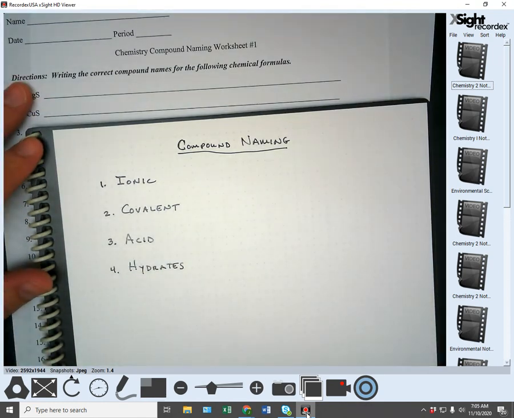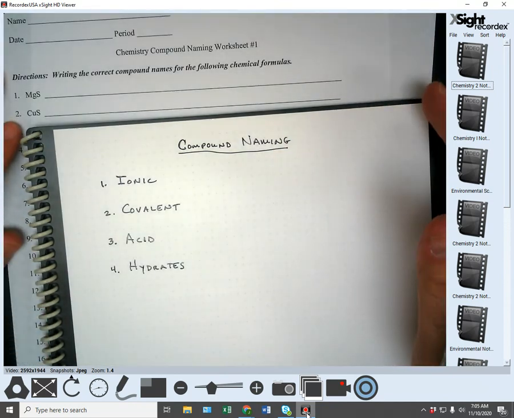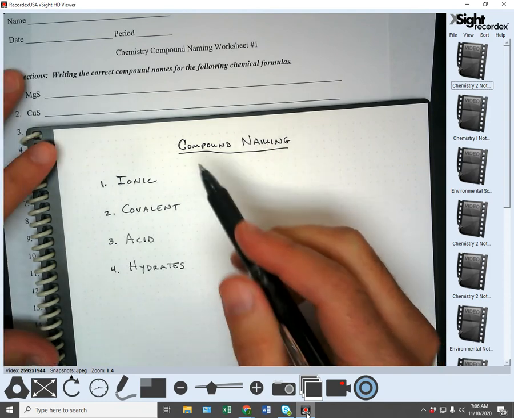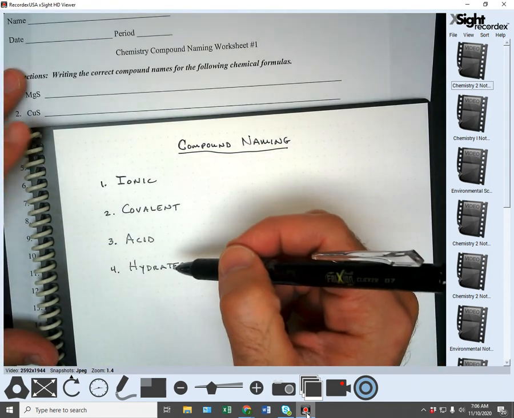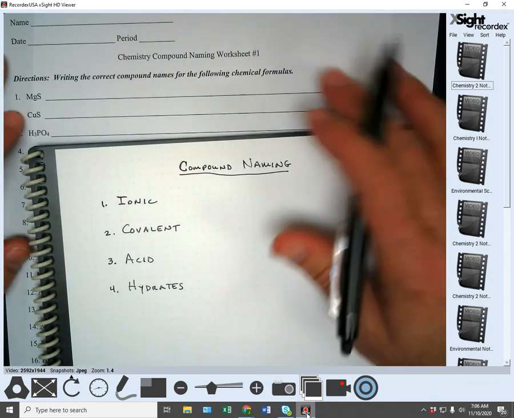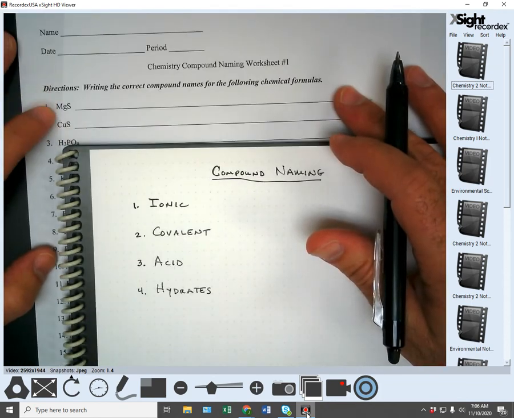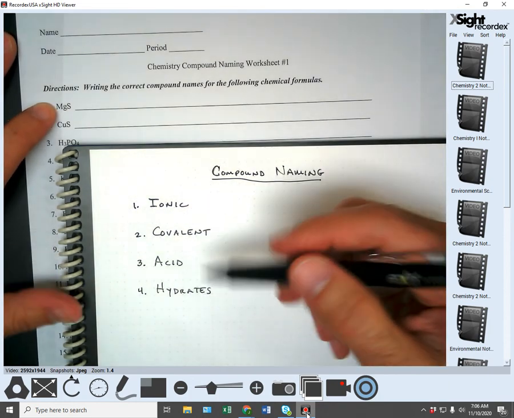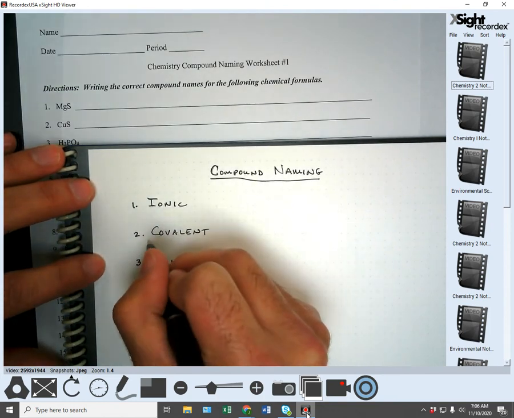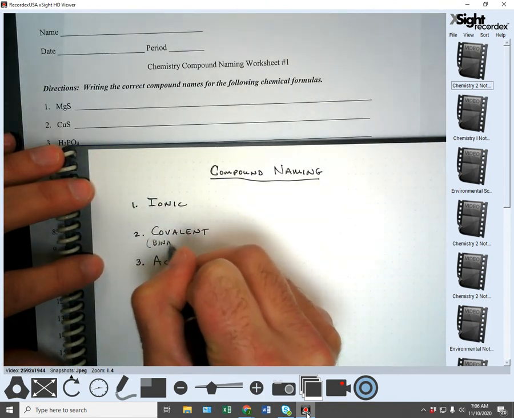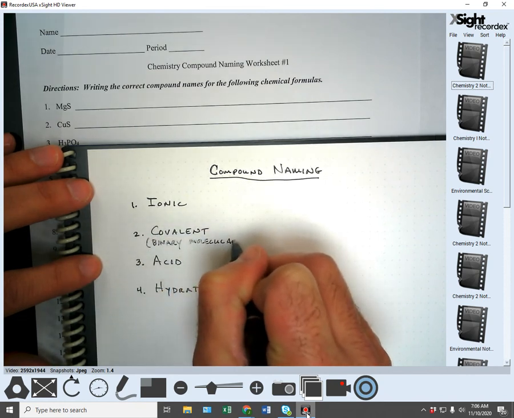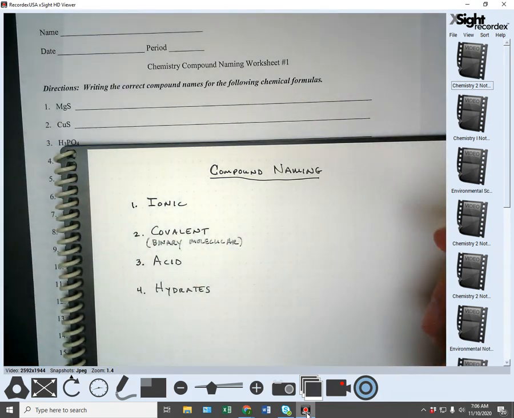Okay, so when they are all together, how can you identify which type of naming you're going to do for that one? Which category it falls into is the first thing you have to figure out. Is that compound ionic, covalent, an acid, or a hydrate? Okay, so covalent, remember, we're also calling binary molecular.